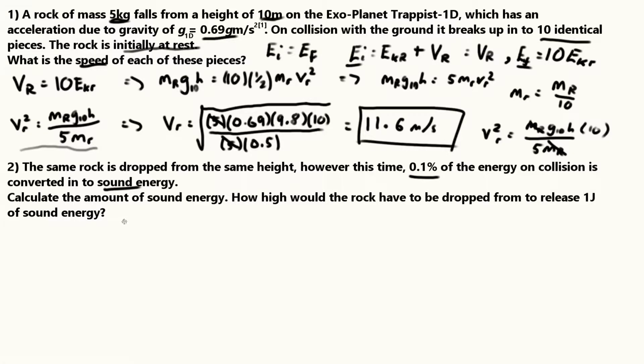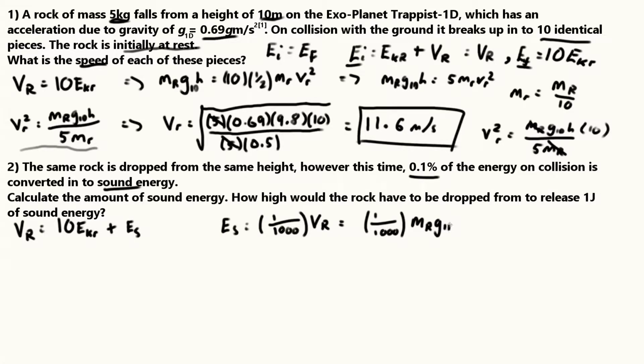We can work with either side of the equation. We know that VR is equal to 10 EK little r. And so either side of this equation is the amount of energy on the collision, because energy is conserved. But this is not true anymore for this question, because now we've been told that we have an additional factor, which I'm going to call E subscript S for the sound energy. And we've been told that ES is equal to 0.1%, which is actually 1 over 1000 multiplied by the energy before the reaction, which is V capital R. And therefore it is equal to 1 over 1000 M capital R G1D H.